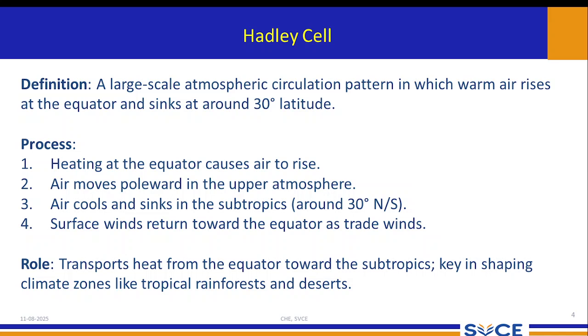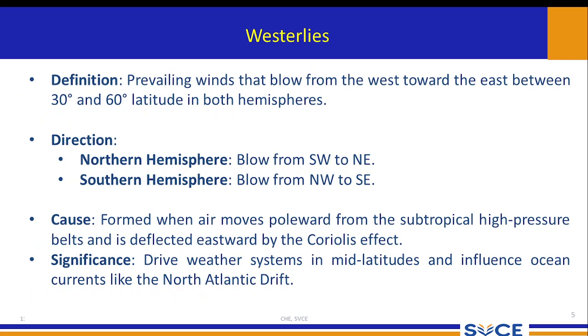So the role: it transports heat from the equator toward the subtropics. The heat transported from the equator toward the subtropics helps in shaping climate zones like tropical rainforests and deserts. So that is the Hadley cell and westerlies.